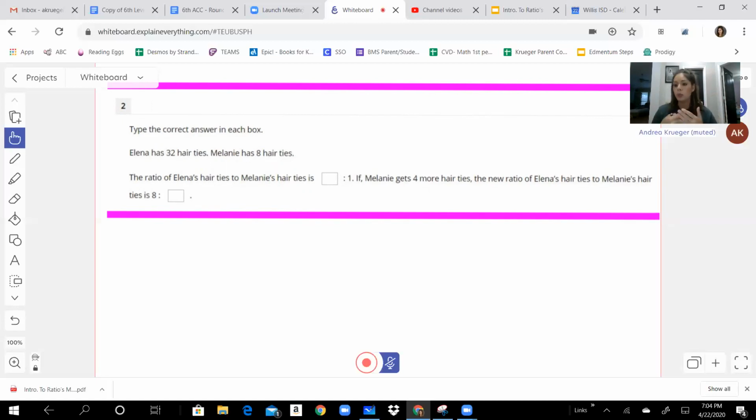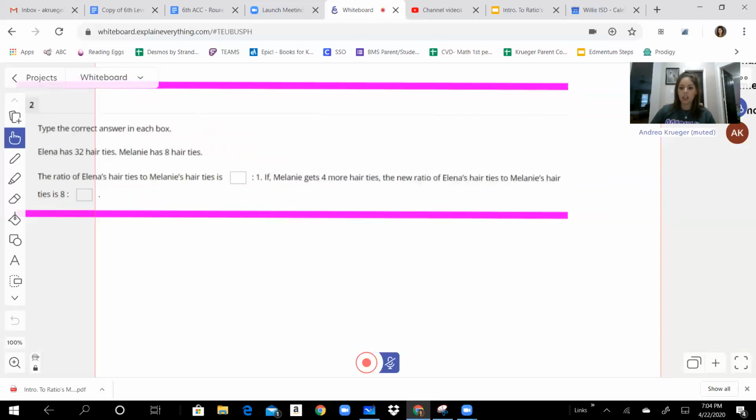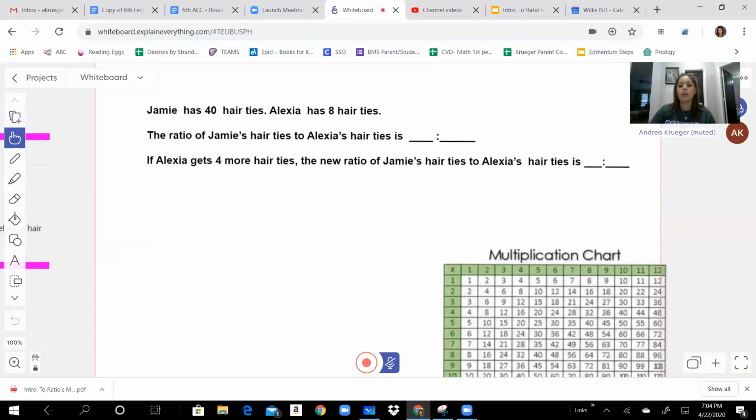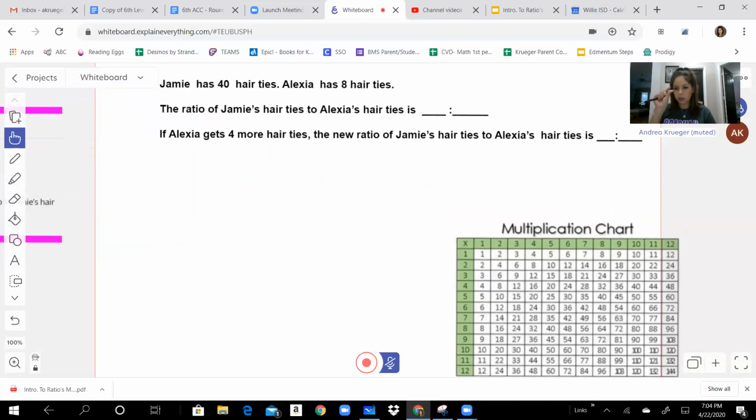If I have 8 and I get 4 more, that means I'm going to have 12 hair ties now, which changes the ratio from 32 to 12. And then we need to take that down to its lowest terms. So I'm going to work out and share my thought process on a similar problem. I changed up the numbers just a little bit. Again, you can see how I use these strategies to move forward.